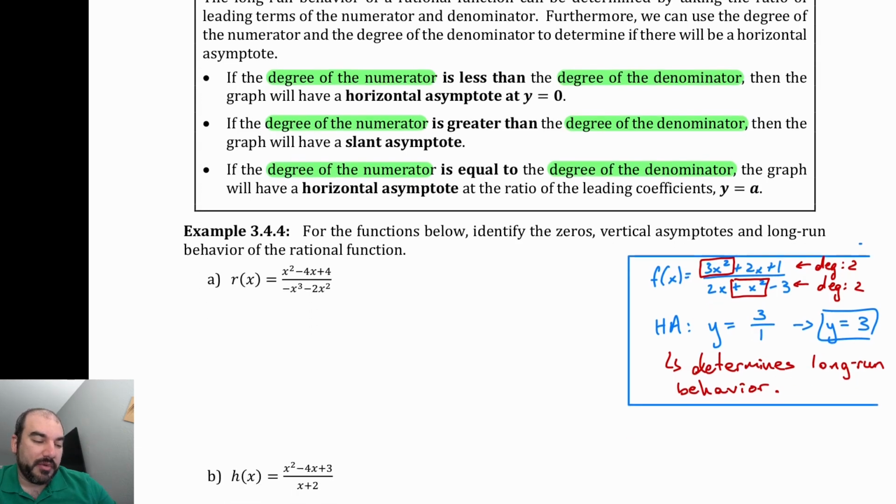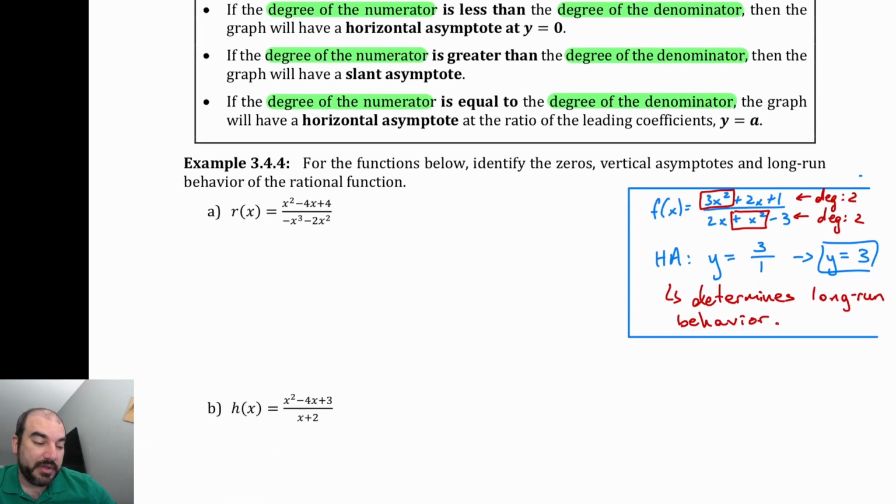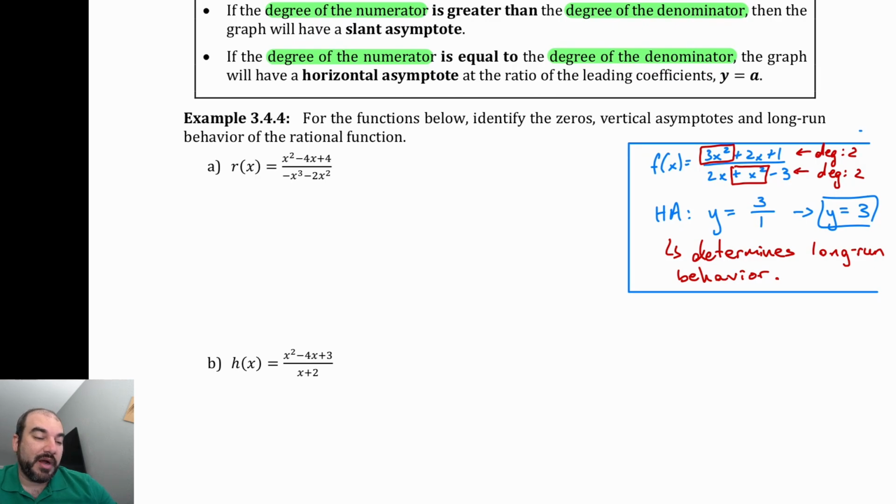And I don't mind helping with these problems, or actually I don't mind helping with anything, but especially on these problems, make sure you ask me to check your answers when you do 1 or 2 of these, because there are specific ways we're supposed to write zeros and vertical asymptotes and long run behavior, right?